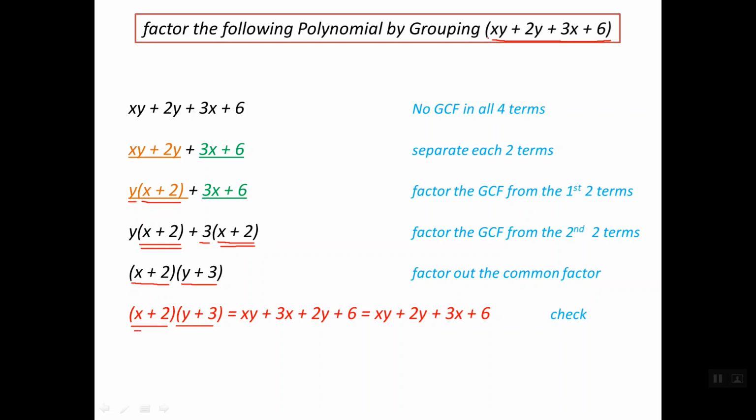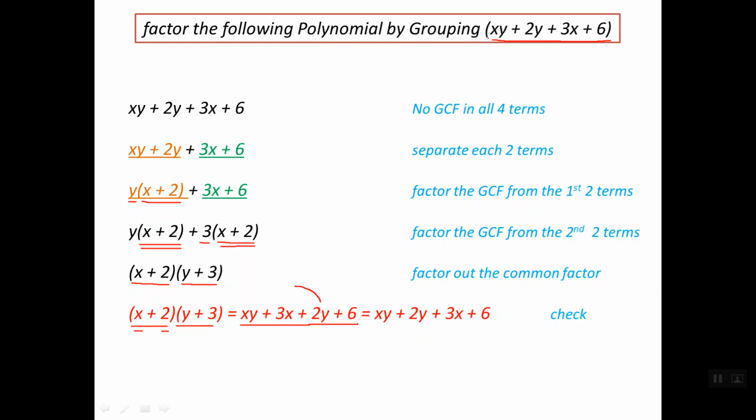So simply take the first term, which is x, multiply it by y plus 3, then take the constant 2 and multiply it by y plus 3. So x times y, we have xy. X multiplied by 3, we have 3x. 2 multiplied by y, we have 2y. And 2 multiplied by 3, we have 6. So this is the result, xy plus 3x plus 2y plus 6.